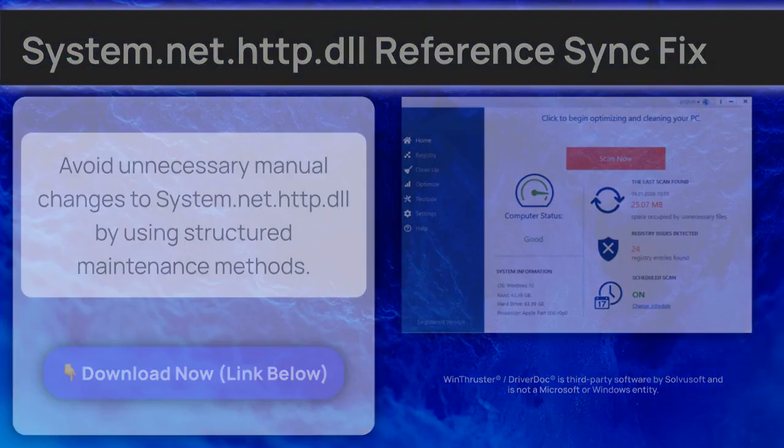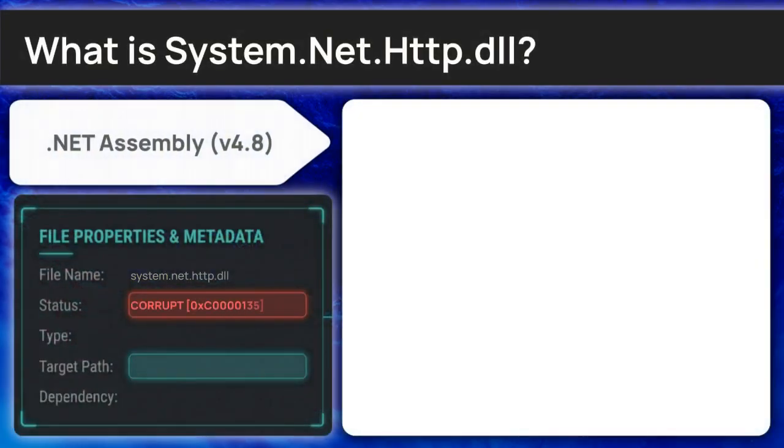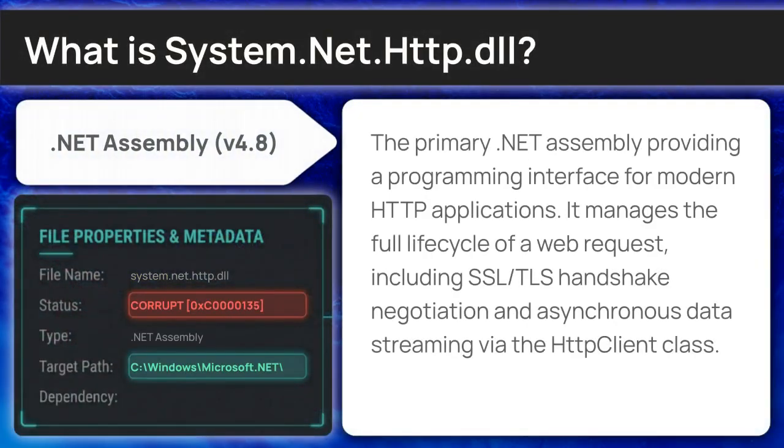This is the SystemNet HTTP library, the primary .NET assembly providing a programming interface for modern HTTP applications. It manages the full lifecycle of a web request, including SSL and TLS handshake negotiation and asynchronous data streaming via the HttpClient class. Now that the technicals are covered, let's run the official installer.